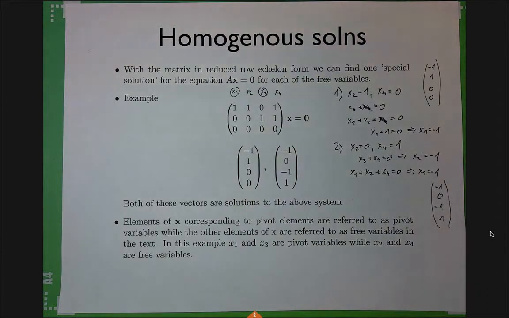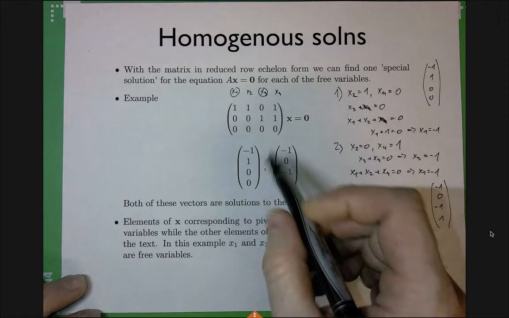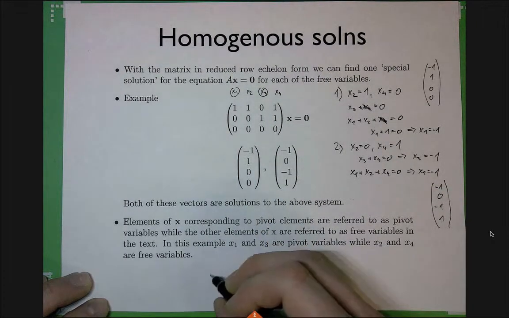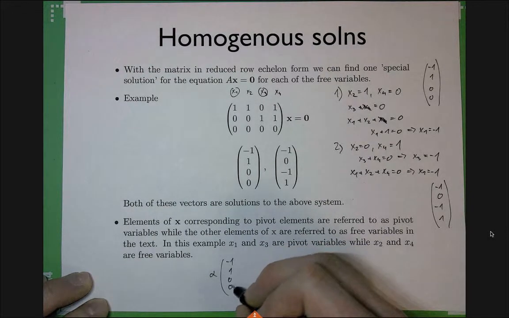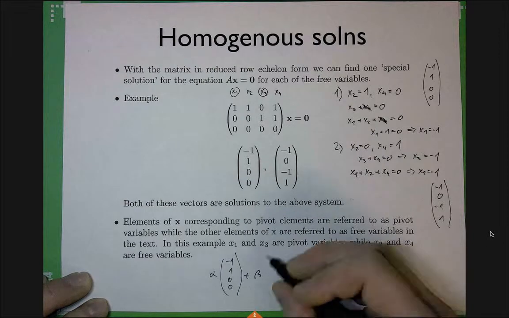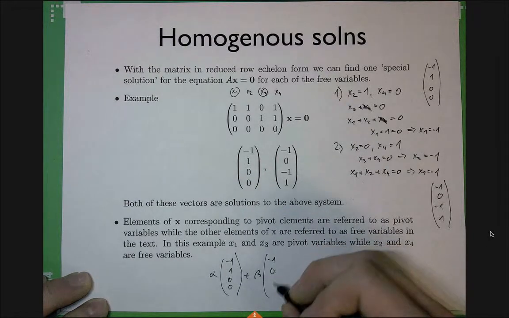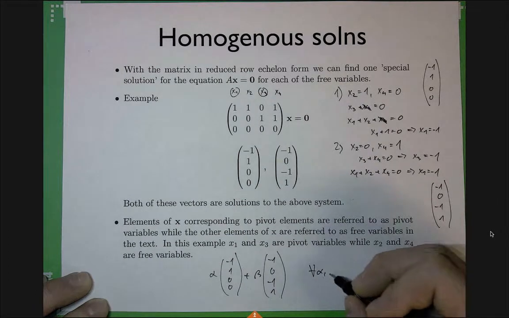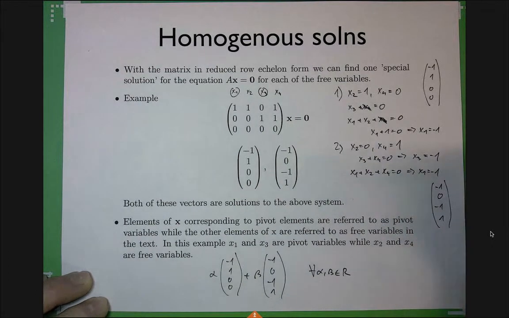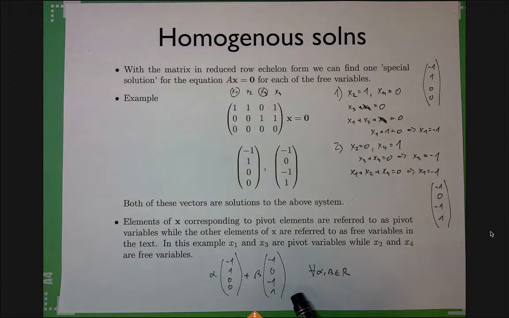I can write all the solutions of this system in this form: alpha times the first one plus beta times the second one, where alpha and beta are just arbitrary two scalars. You can see that I can pick zeros, in which case I have the trivial case of zeros there too, right? And this completely characterizes all the solutions to this system.